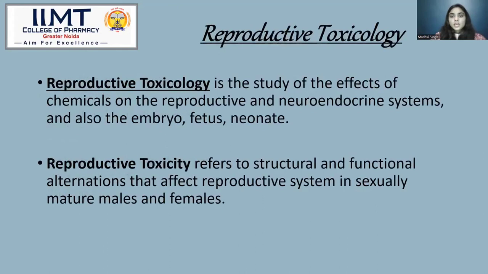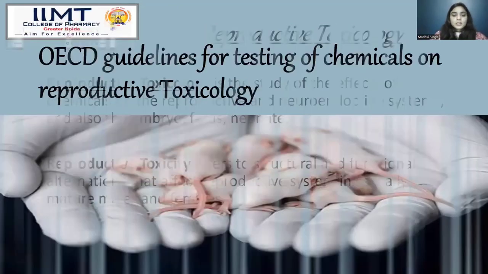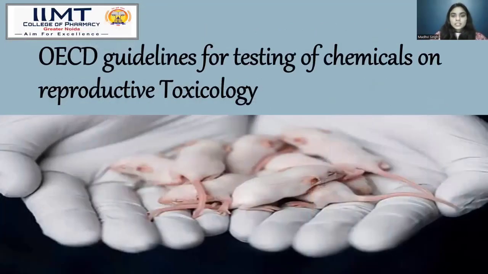First, what is reproductive toxicology? Reproductive toxicology is the study of the effects of chemicals on the reproductive system and neuroendocrine systems and also the embryo, fetus, neonate. Reproductive toxicity refers to structural and functional alteration that affects the reproductive system in sexually mature males and females.